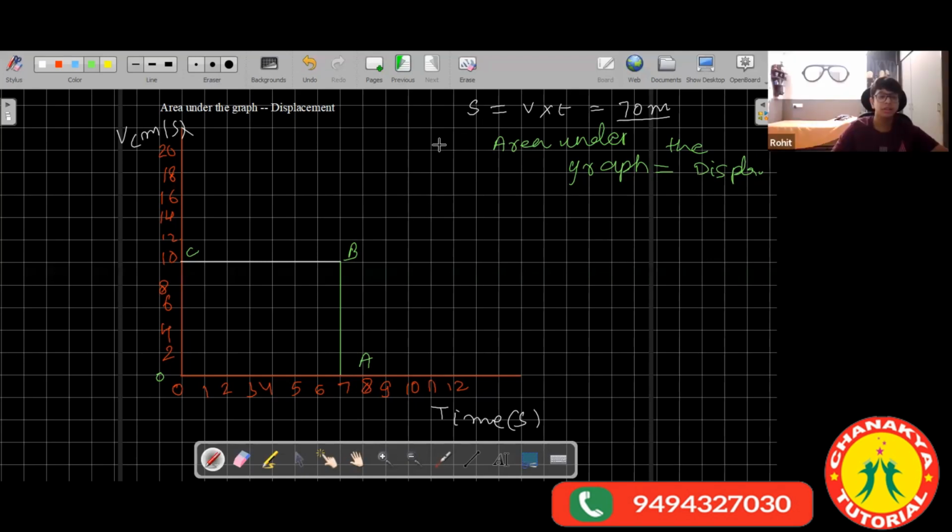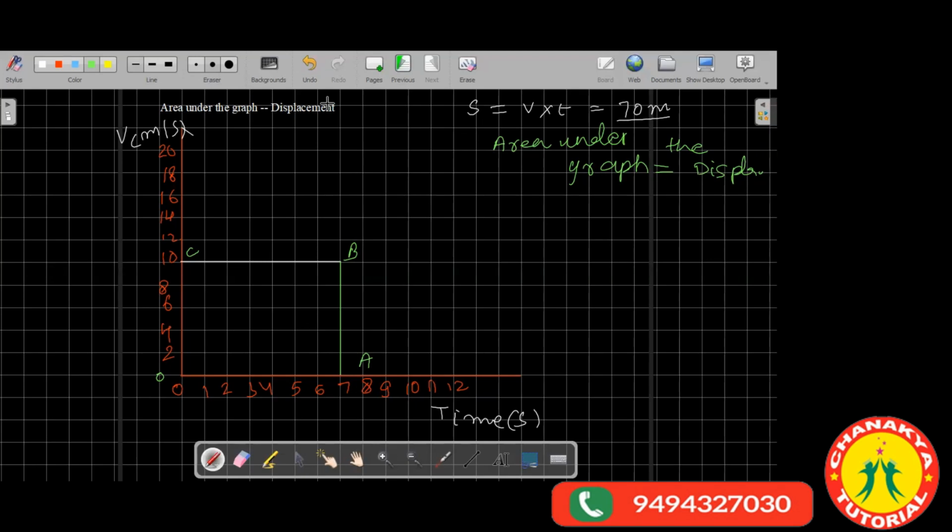Okay. Now let us have a graph of some other shape, and try to find out the displacement. Suppose I have a graph like this. Now can you find out the displacement?